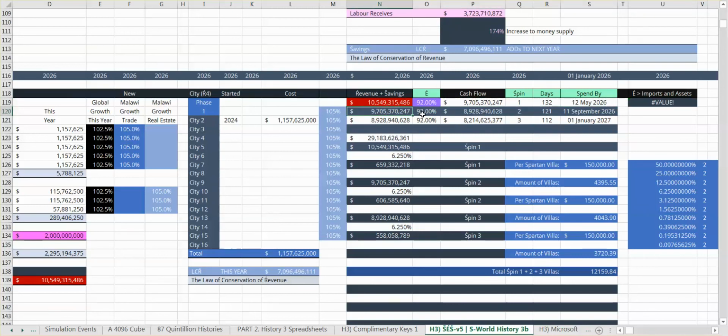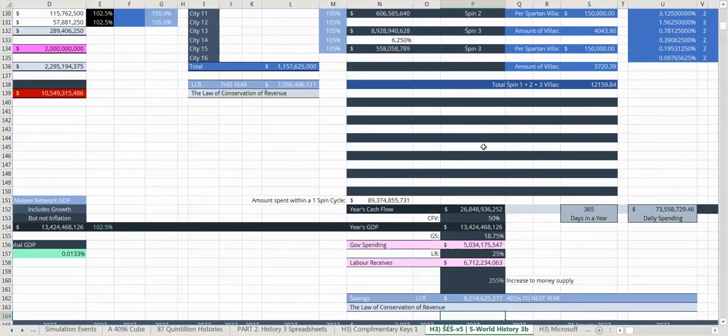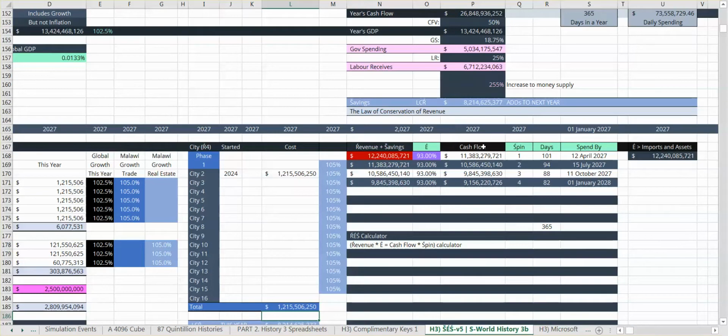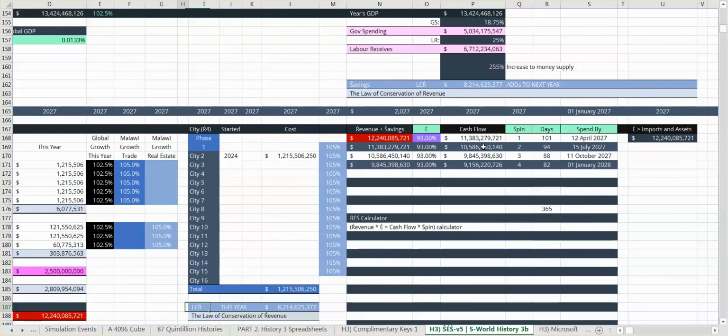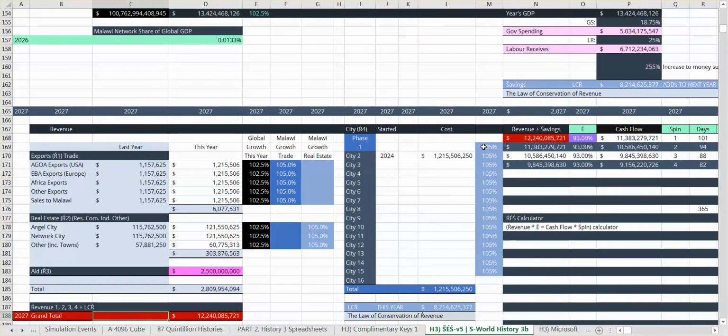On the 13th of May, they start spending the 9.7, which leaves them 8.9 at the 11th of September. On the 12th of September, they start spending the 8.9, which leaves 8.2 in the network, which, again, is now applied the law of conservation of revenue, and that figure is available the following year as cash flow. That cash flow is once again added to the nominal trade, the real estate, the quite high aid this year, and the city. Now, the aid goes up, but then it comes down again.